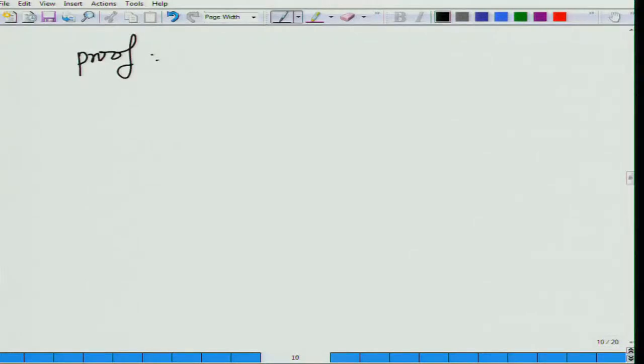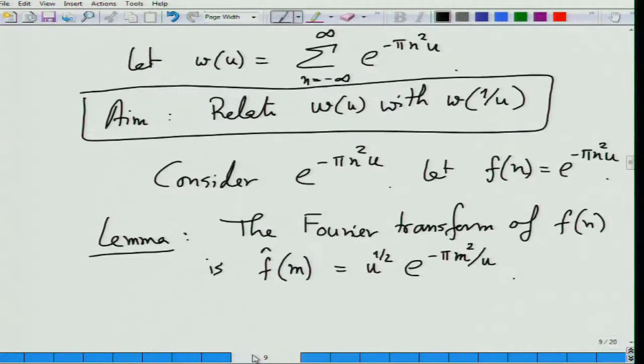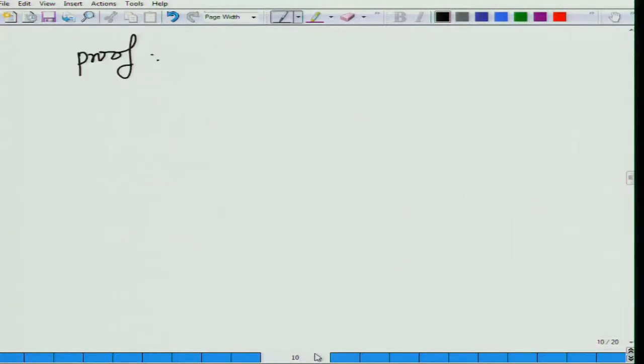Okay, good. So what is the Fourier transform? We start with the definition. So it's defined function f_u as f(s) equals e to the minus pi s square u. So all I've done is extend the definition of function f_n from integers to all numbers.